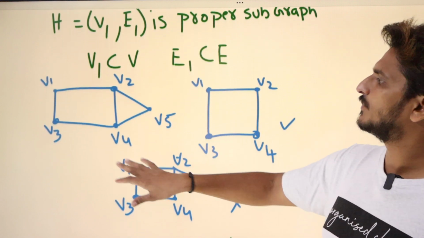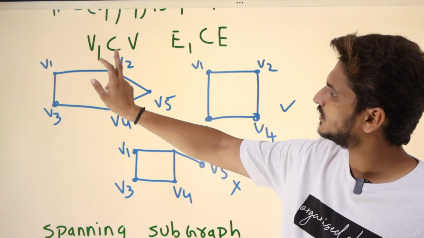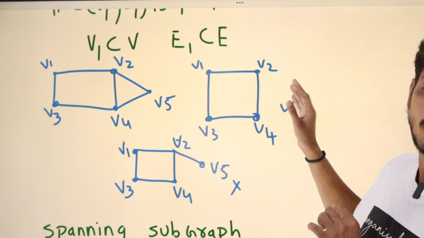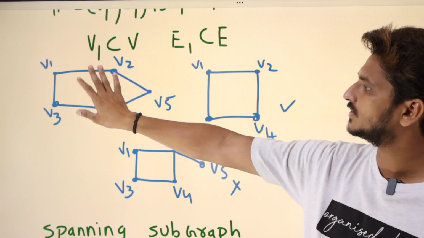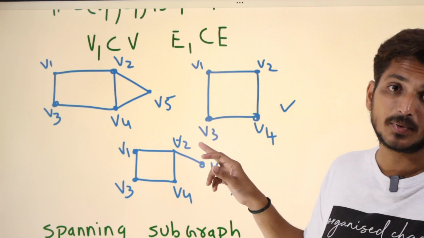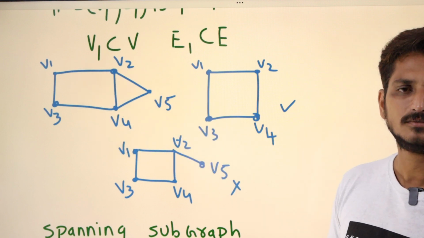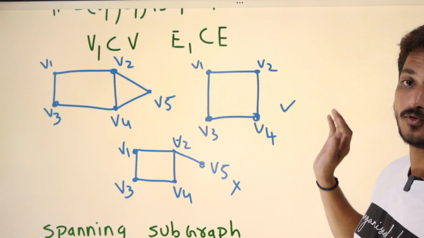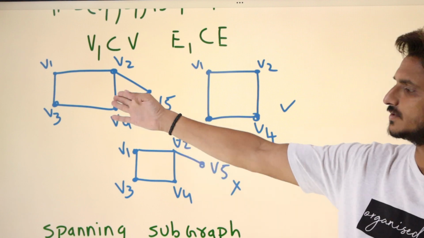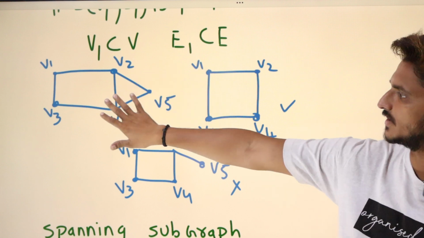So now with an example, let's take this graph. In this graph, how many vertices are there? V1, V2, V3, V4, V5. This is the proper subgraph. Here, one vertex is less when compared to this. So the set V1, V2, V3, V4 is a proper subset of the set V1, V2, V3, V4 and V5. Similarly, 6 edges are there here, and here 4 edges are there. The number of edges is less when compared to this set, which means this set of edges is a proper subset of this set of edges.